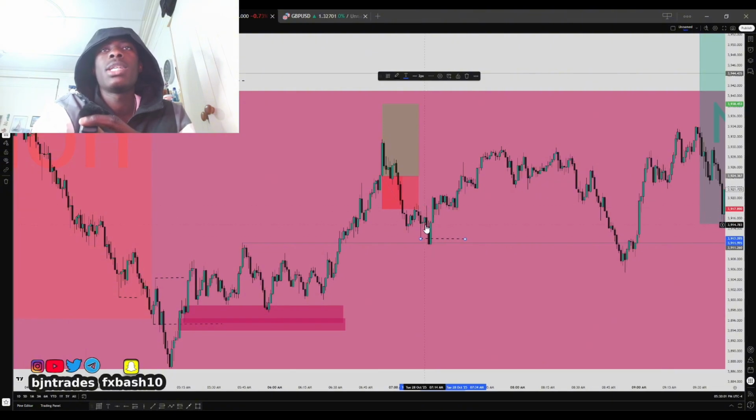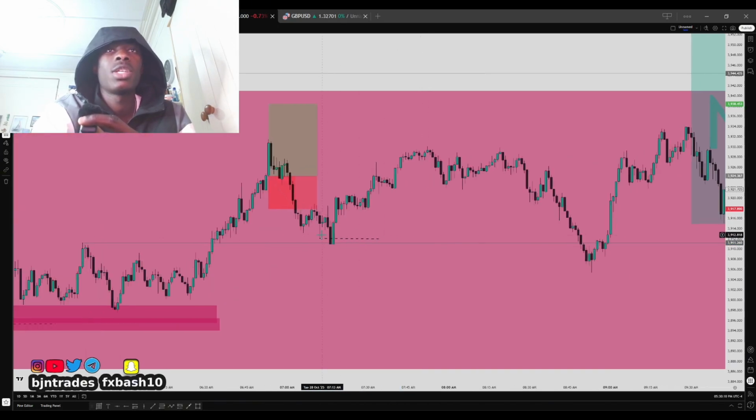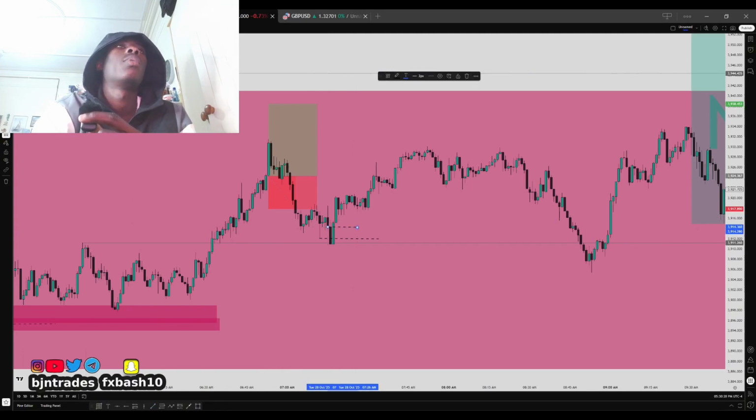Right here you can see we make this high and then we take out this low. After the sweep of this low, we end off with this bearish candle that gives you an order block. We end off that candle and then we have a change in the state of delivery, which is right here. How is that a change in the state of delivery?